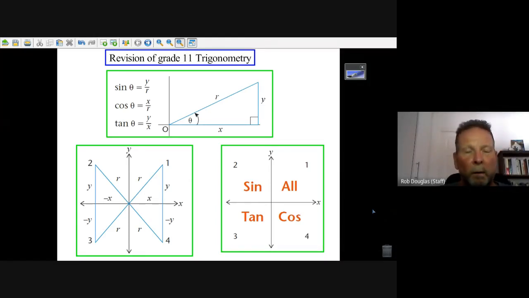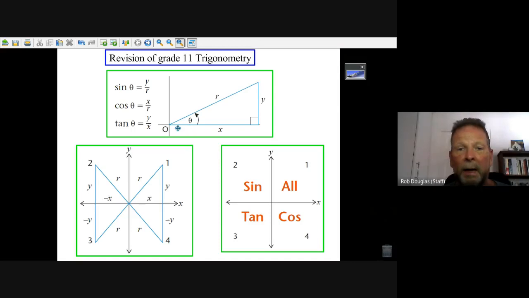Okay, we're going to do a revision of grade 11 trigonometry. And it all starts right here with this triangle. And we're going to use the basic ideas. All trigonometry is just fractions made out of the sides of a triangle.